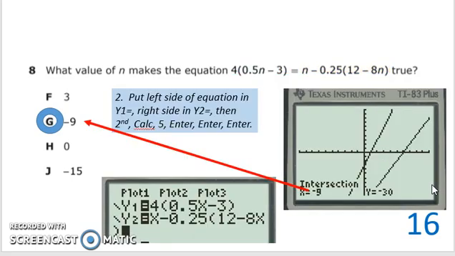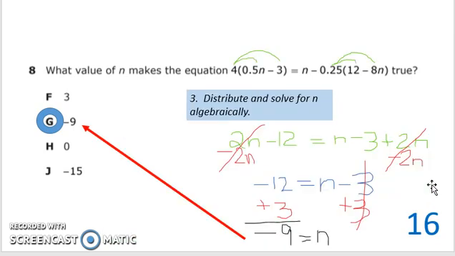You can also put the left side of the equation in Y1, right side in Y2, and do a second Calc 5, and it'll show you the intersection at the lower left of your screen. You could also distribute and solve for this algebraically, which I did right here. Pretty bad with a mouse, but you get the idea.